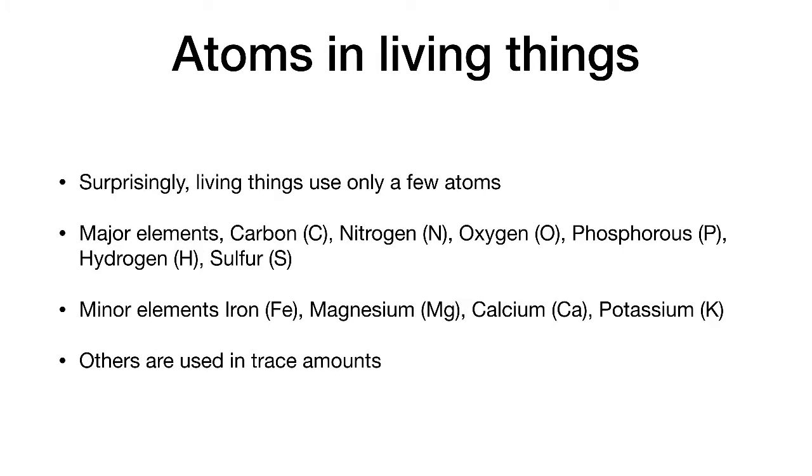There are over 118 known elements. How many are used in living organisms? Surprisingly, only about 10 are used at concentrations greater than 1%.